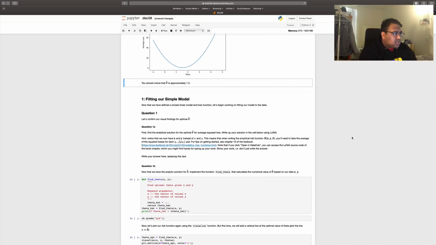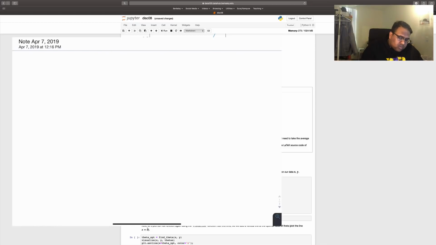Okay, so the first question we really need to look at is determining an analytical solution for the optimal theta hat for average squared loss. Okay, so we can switch to the iPad. And so we're told that our y hat for any one point is just theta times xi. You can see y hat i is theta times xi. Okay, so the loss for a single point, so I can say the loss for point i is just yi minus y hat i squared. This is just for a single point, okay?